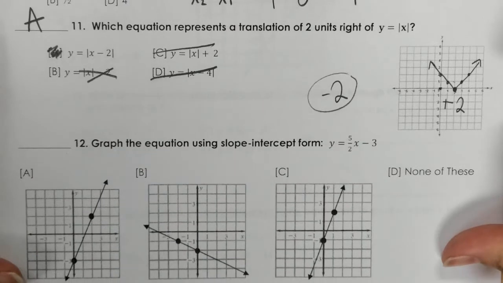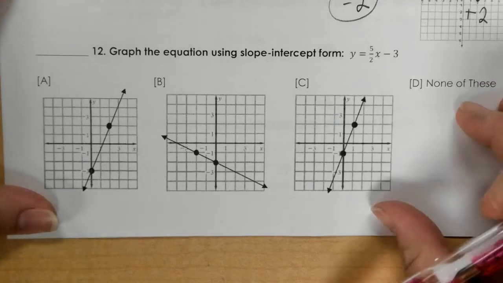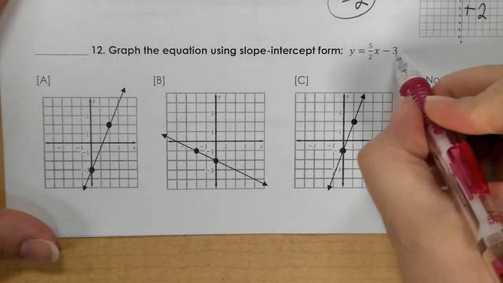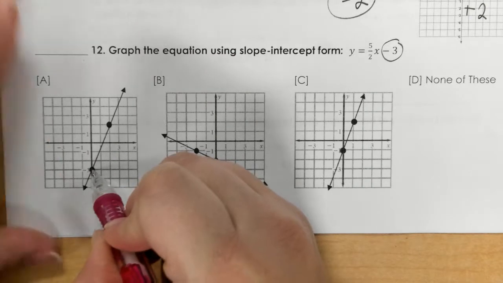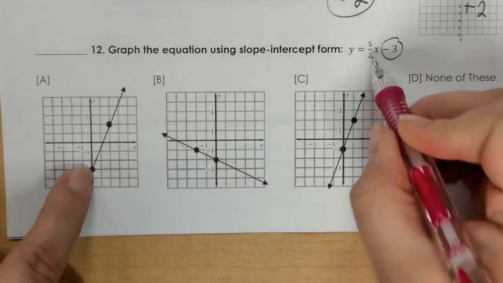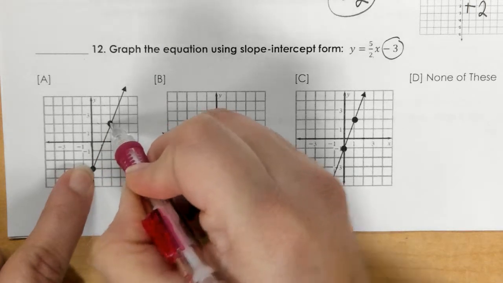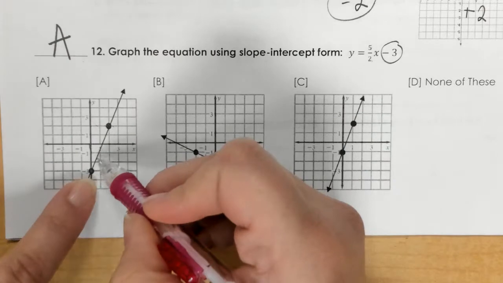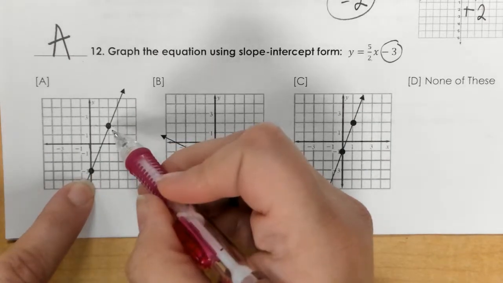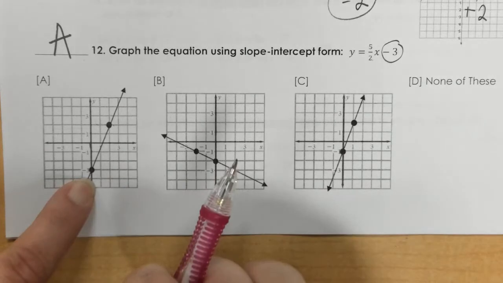For number 12, I would go ahead and graph this one as well. So I would start at that B, -3, right there. And then it says that you need to go up 5 over 2, which lands here. So in this case, it happened to be A as my answer. But if it wasn't, I would go ahead and graph it anyway, and then I would match it up to whatever graph it matches to.